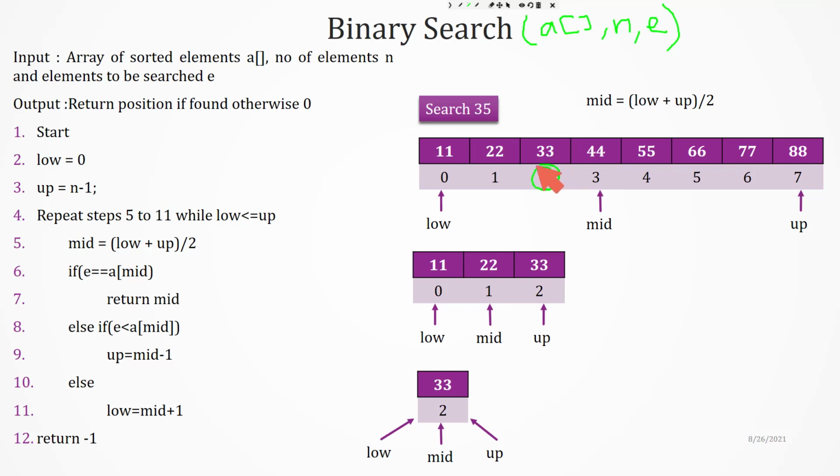That means the position of 33. If I search 66, it will return 5, the position of 66. So here some integer value is returned. So some int will be there as a return type. I am trying to write binary search using functions.